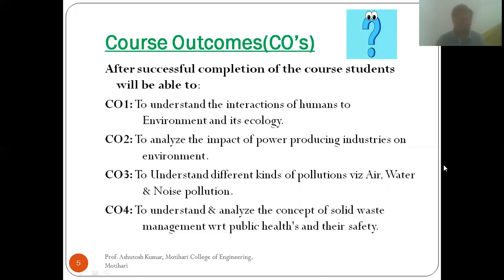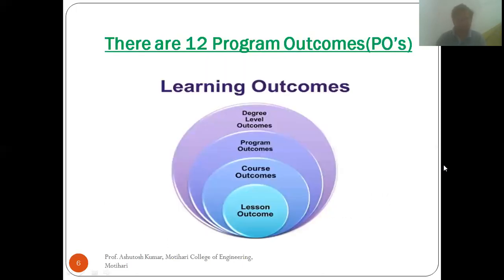Now, we also know about program outcomes. Program outcomes means after successful completion of a 4 year degree course in engineering, what are the expected outcomes? There are 12 program outcomes. So course outcomes are related to a particular subject, whereas program outcomes are related to a particular degree, like a degree in mechanical engineering or a degree in civil engineering.